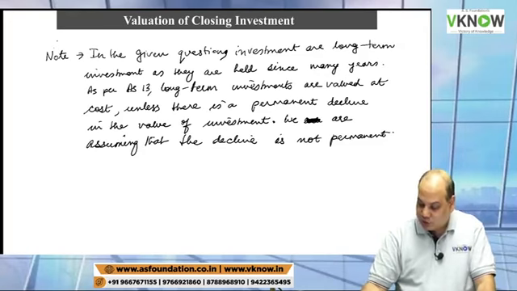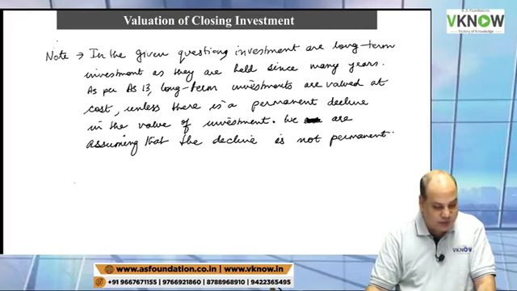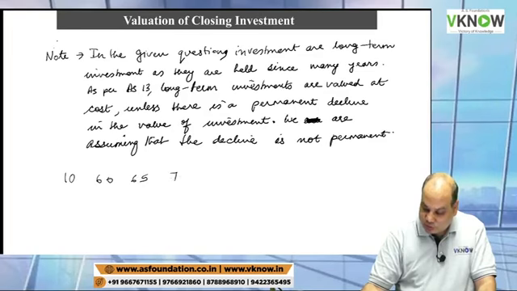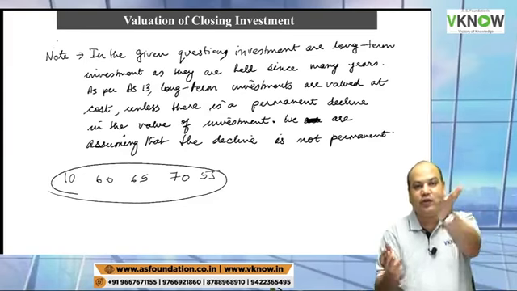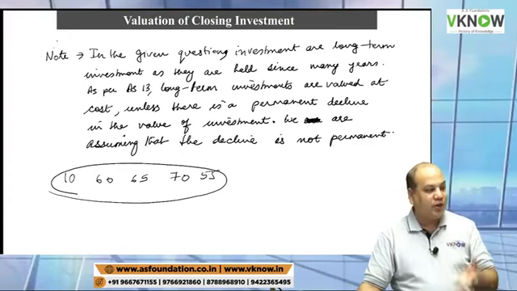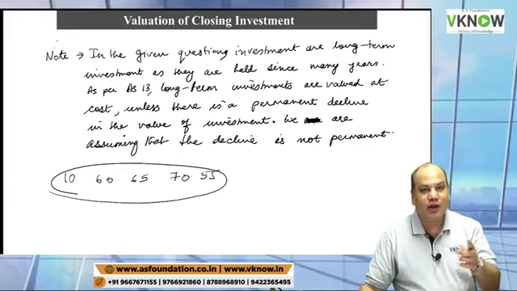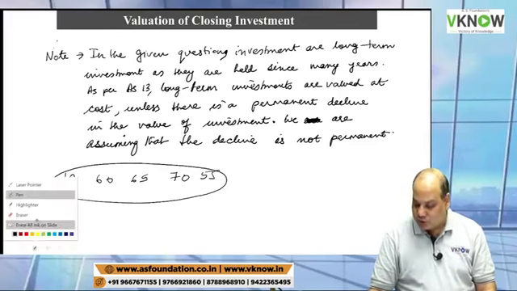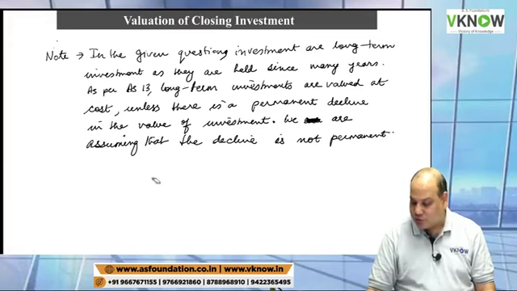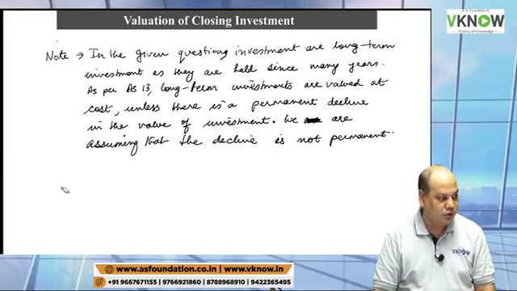Why we are assuming decline is not permanent? Because in this question, the share prices are just fluctuating. Share price was 10 rupees, then it became 60, then 65, 70, and then at the end 55. Sometimes it is rising, sometimes it is falling. So if the share prices are rising and falling, then it is a temporary movement. It is just a fluctuation. Fluctuations for long-term investments are ignored and they are to be measured at cost.